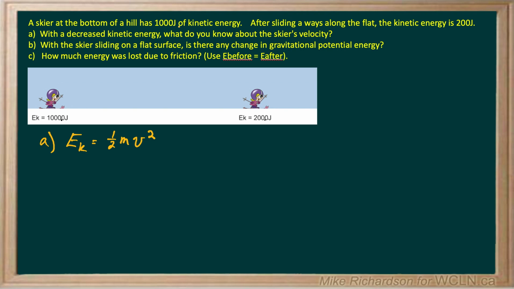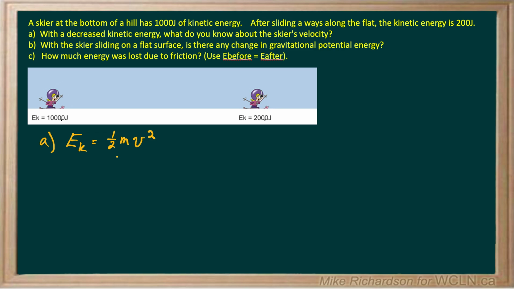We have kinetic energy that started at 1,000 joules once the skier has reached the flat portion of the snow and ended at 200 joules a little while later. The first question deals with the kinetic energy itself. If the kinetic energy goes from 1,000 joules all the way down to 200 joules, what must be happening?